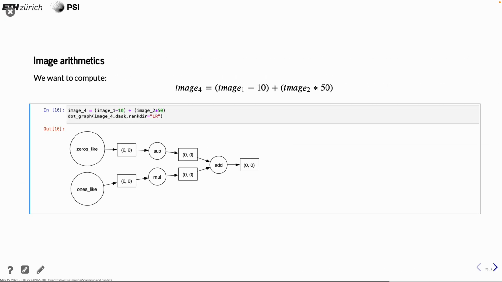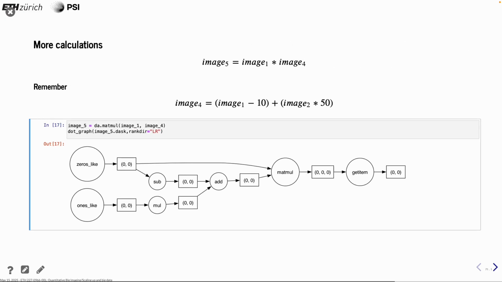Now we want to do a little bit more computation. We want image 4 equal to image 1 minus 10 plus image 2 times 50. You can actually write it like a normal equation line in Python with NumPy, for example, and then it looks something like this. There we have the two images coming in. You have a multiplication, a subtraction, then the addition, and then you have the output. So this is quite straightforward, but now let's do something more complicated.